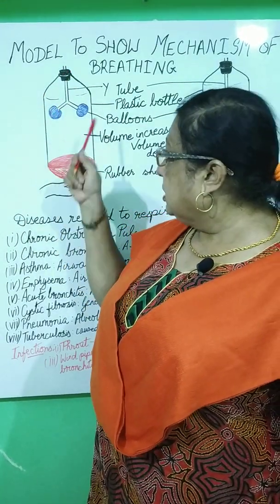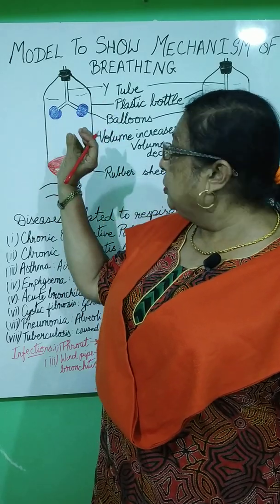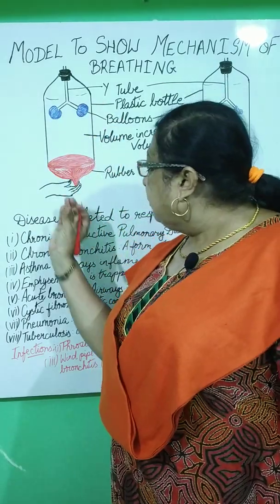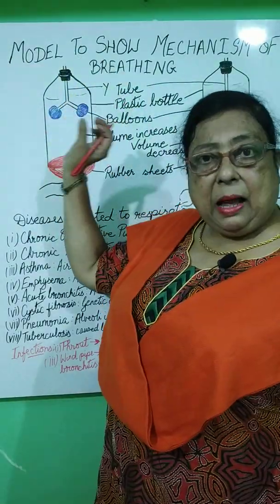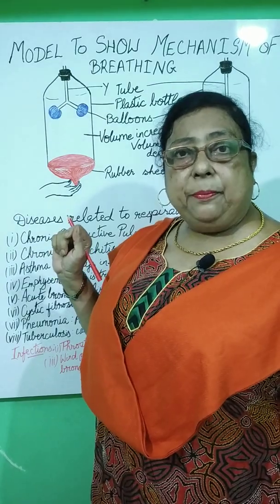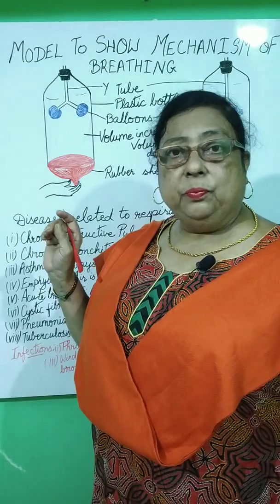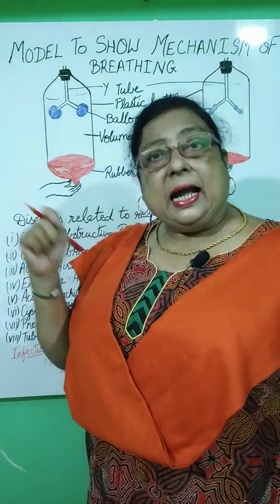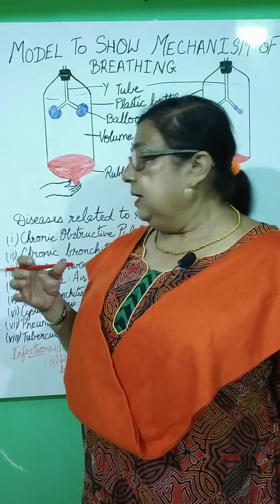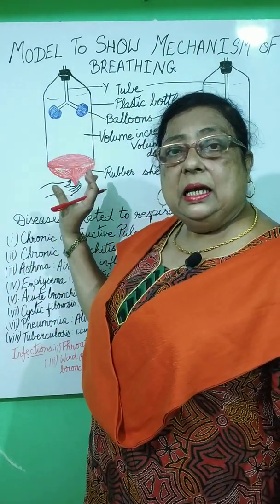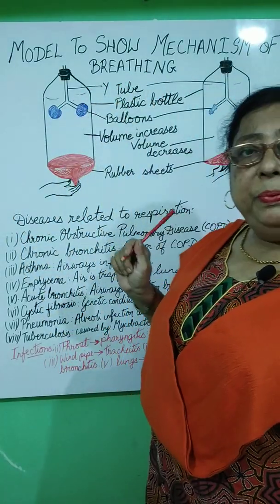So first you take the bottle, you cut the lower end, then you take the wide tube, then you put the balloons, and then you fit it from below right till the top. Then you put the cap on, then you wax it, make it airtight, and then you fit this rubber sheet from below. And at the sides you can tie it up, or you can put a tight rubber band. So this is what you have to prepare for learning the mechanism of breathing.